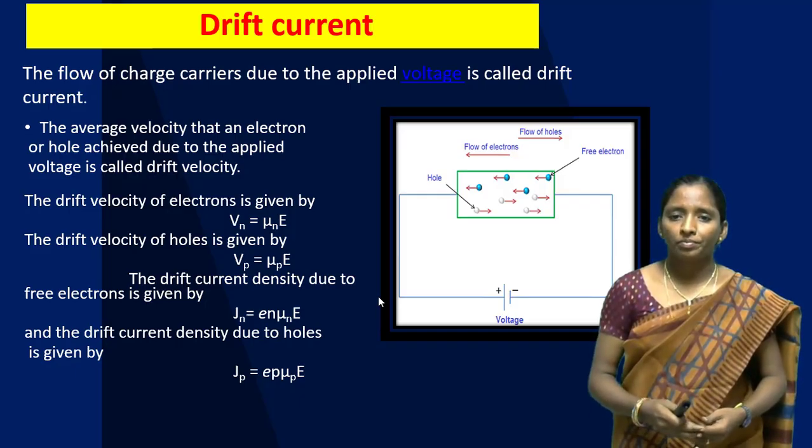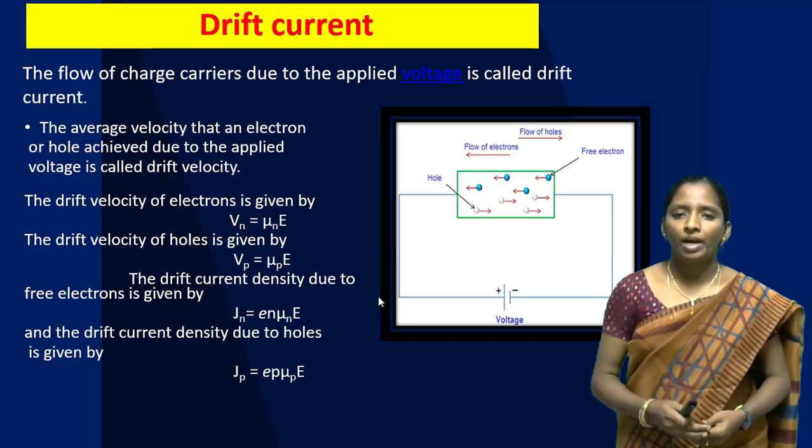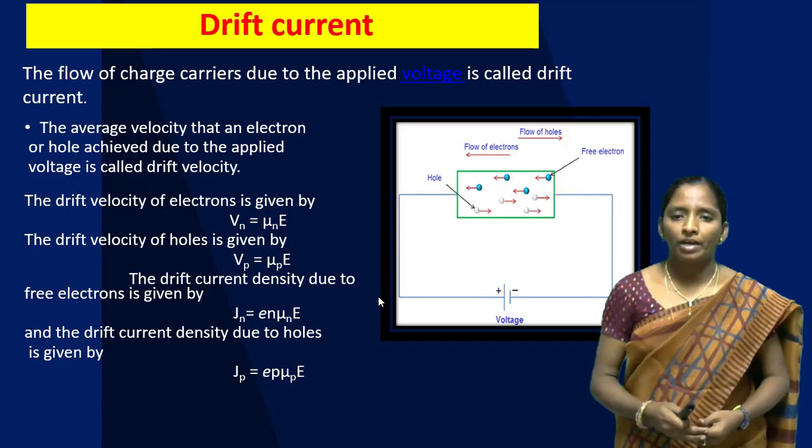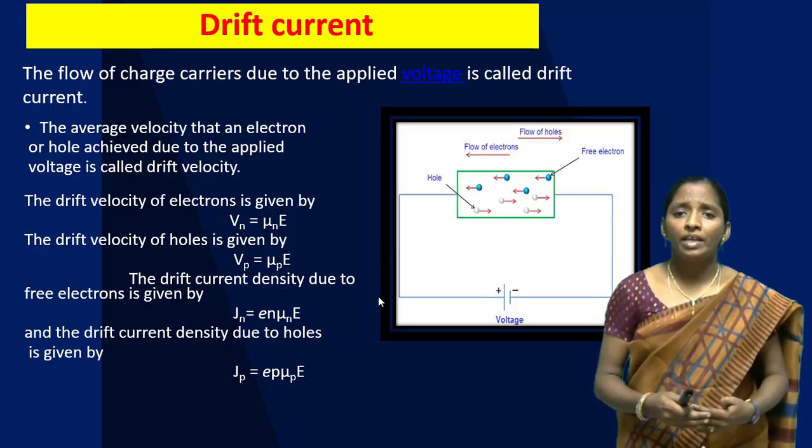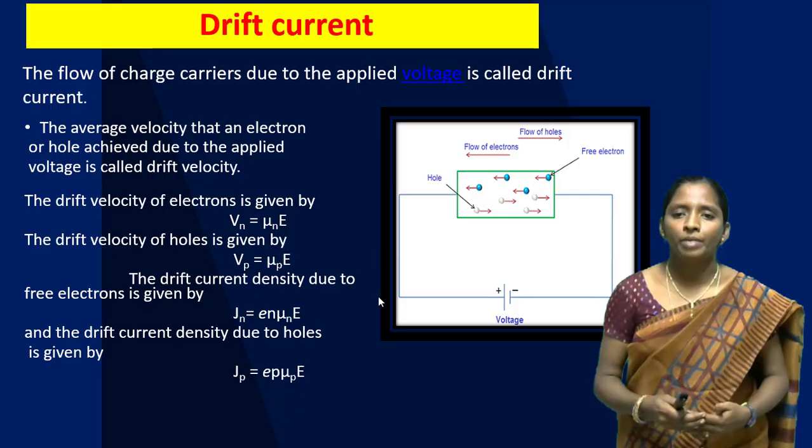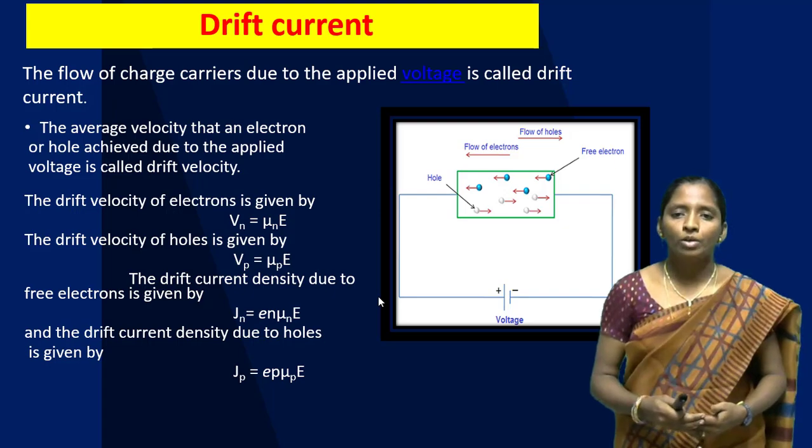Then holes in the p-type material are attracted towards the negative terminal of the battery and electrons in the n-type material are attracted to the positive terminal of the battery. In an intrinsic semiconductor, both electrons and holes are equal. So here the electrons move towards the positive terminal of the battery and holes move towards the negative terminal of the battery. So due to the flow of these electrons and holes, there is a current flow in the semiconductor. That current is known as drift current.